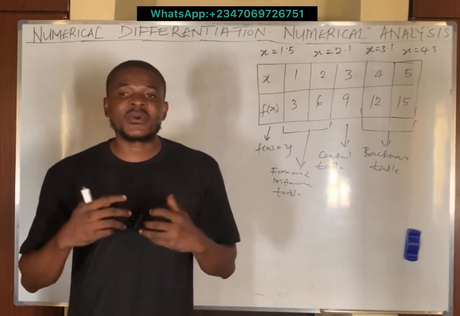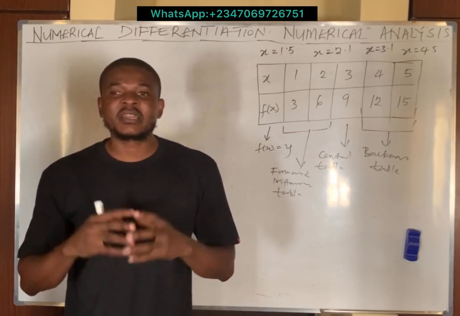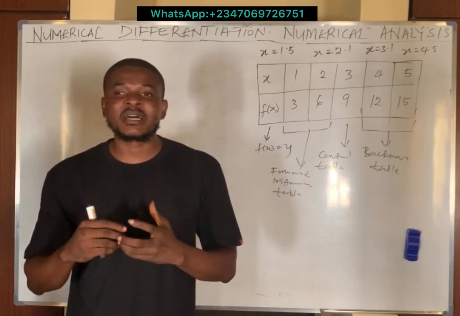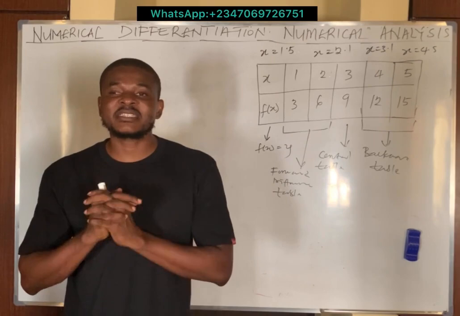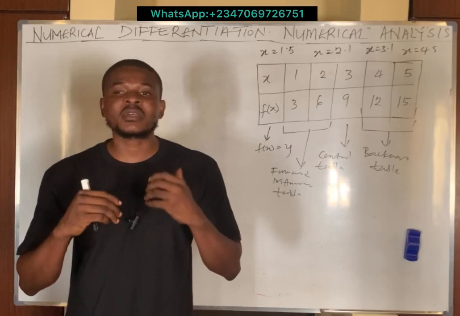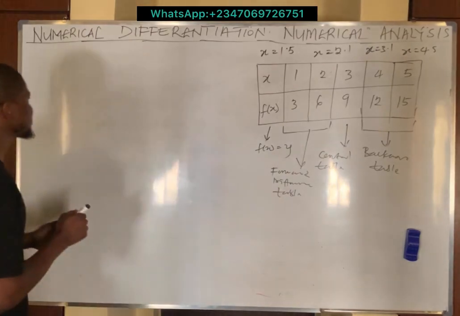Okay, so now that you understand the difference between the forward, central, and backward difference table, let us now pick each of these tables individually and analyze the formula that can be used to approximate their respective derivative. And for this video, we are going to be going up to the 3rd degree derivative. Okay, so let's start with the forward difference table.